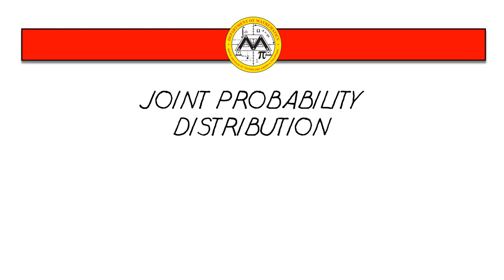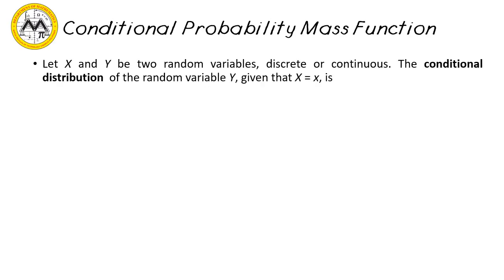This is a continuation of the joint probability distribution. We're now going to have another topic, the conditional probability mass function. Let x and y be two random variables, may it be discrete or continuous.